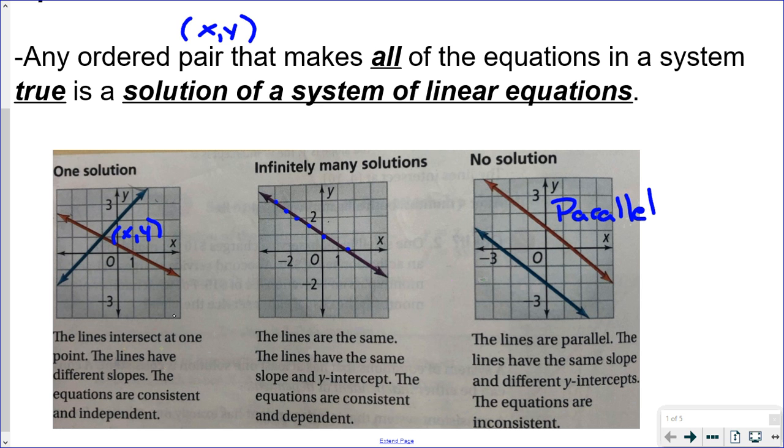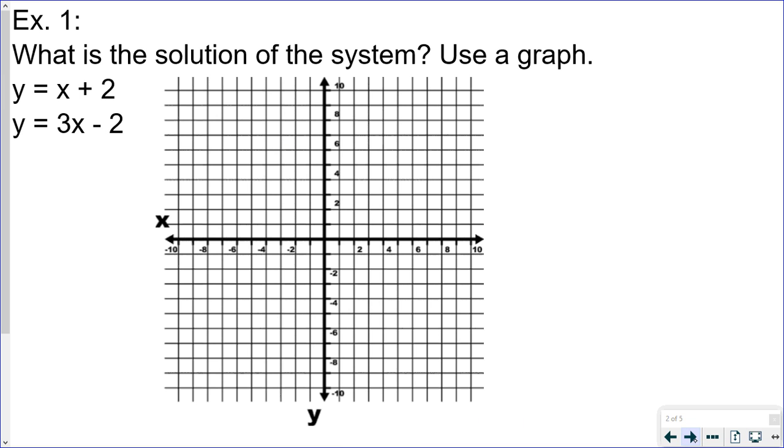Just a little bit of verbiage here. If there's one solution, we say that the equations are consistent and independent. If there are infinitely many solutions, we say the equations are consistent and dependent. And if the lines don't cross at all, if they're parallel, then we say the equations are inconsistent. All right? So to solve a system by graphing, all you can do is graph these two equations and see, number one, if they cross, and if so, where do they cross?